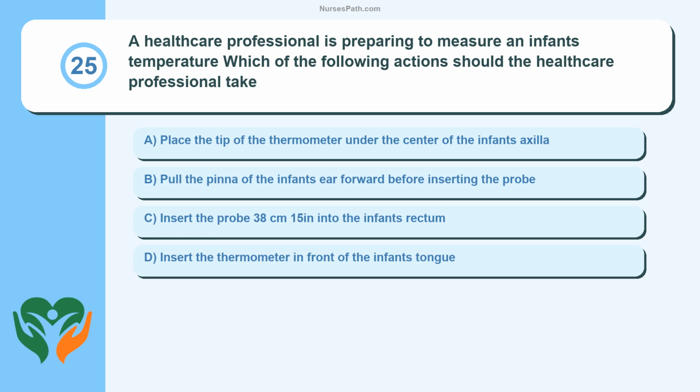Question 25. A healthcare professional is preparing to measure an infant's temperature. Which of the following actions should the healthcare professional take? Place the tip of the thermometer under the center of the infant's axilla. Pull the pinna of the infant's ear forward before inserting the probe. Insert the probe 38 cm (15 in) into the infant's rectum. Insert the thermometer in front of the infant's tongue.